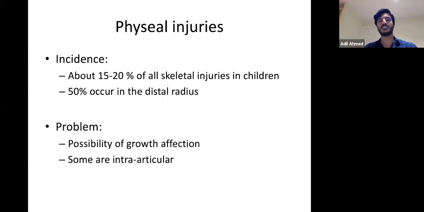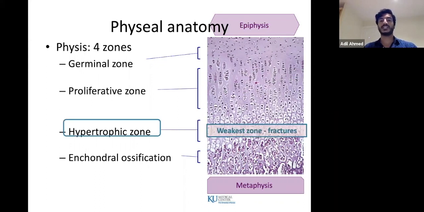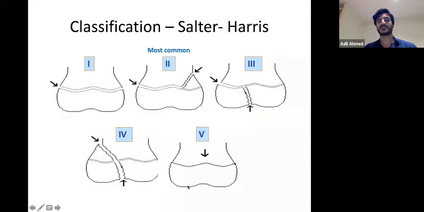So physeal injuries, about 15 to 20% of all skeletal injuries in children, 50% occur in the distal radius, and they can affect growth. So there are the zones of the distal radius physis: the germinal zone or resting zone, proliferative, the hypertrophic, and you've got the enchondral ossification here, followed by the primary spongiosa and the secondary spongiosa. Physeal fractures normally happen at the hypertrophic zone. It's the weakest part of the physis.